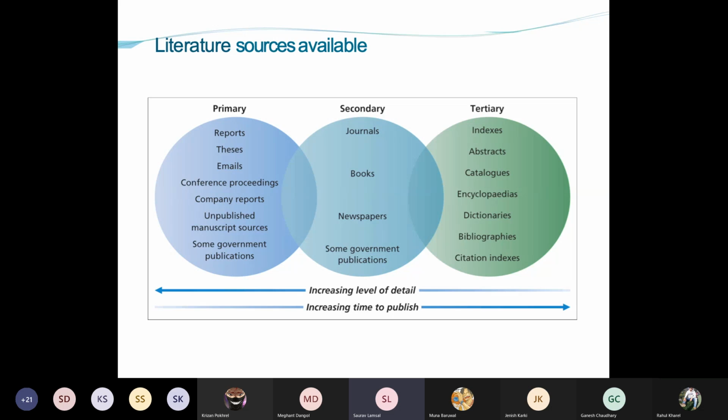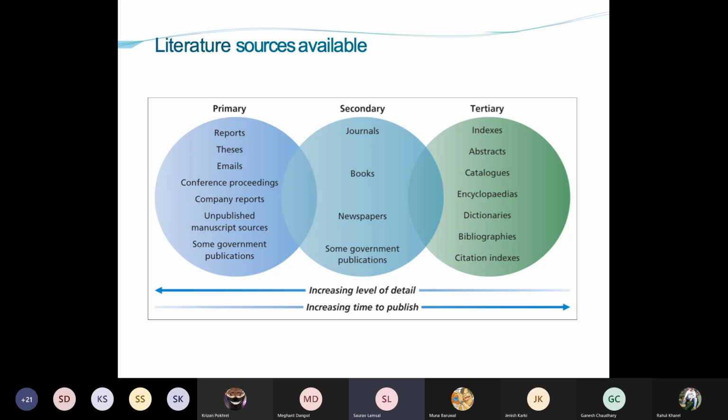Okay, and when you move up the level, the increasing time to publish: the primary research can be published in less time than the secondary, because you need to prepare a journal, and it takes a certain duration of time. Yes, you need certain time to prepare the books or something like that. So the duration of time increases from primary to secondary, but the amount of knowledge or detail decreases from primary to secondary. Okay, this is just the thing.